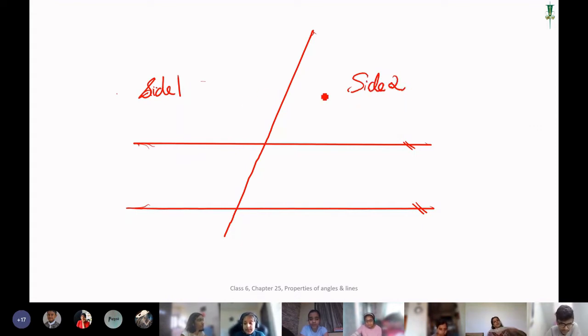So side 1 and side 2 are called alternate sides. I can go from here to here, here to here. When they are on either side of the transversal, I'm referring to the alternate sides of the transversal. Have you all understood what I mean by alternate sides? It means on opposite sides.